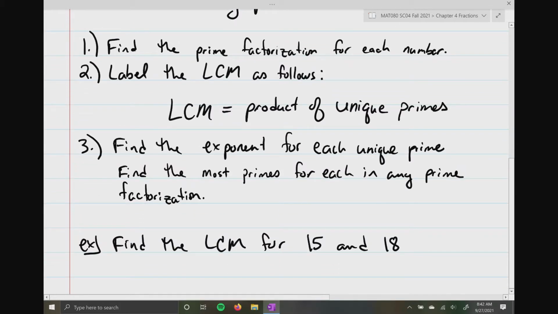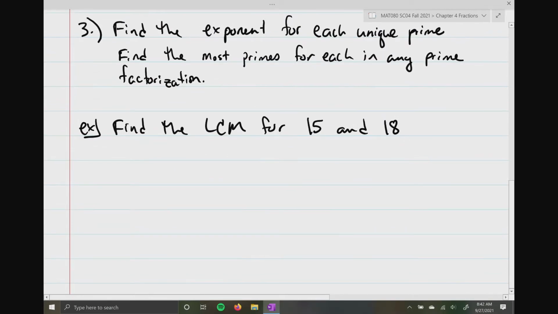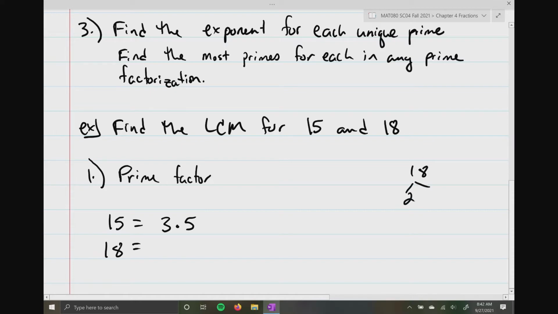Okay, we good? All right. So here we go. We're going to find the LCM for 15 and 18. So step 1. Let's find the prime factorizations. 15 equals 3 times 5. 18 is going to equal, well, 18 I actually got to break down a little bit. So 18 is 2 times 9. And then 9 is 3 times 3. So I get 2 times 3 times 3.